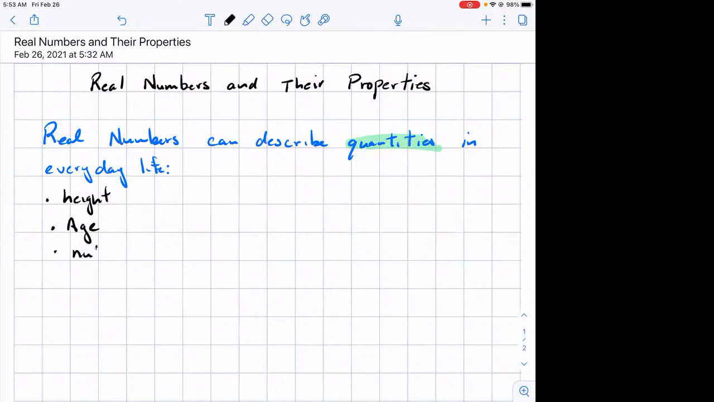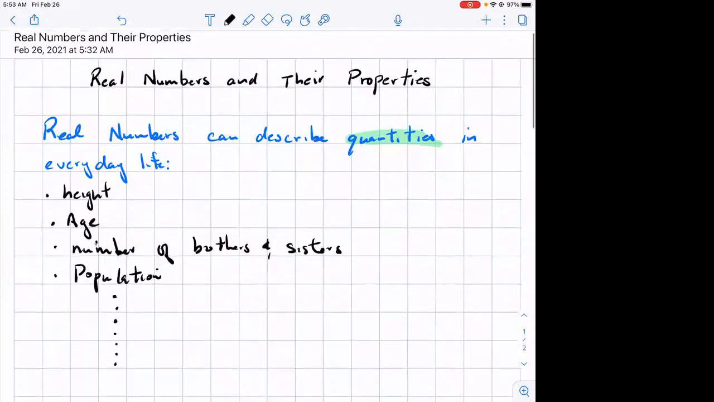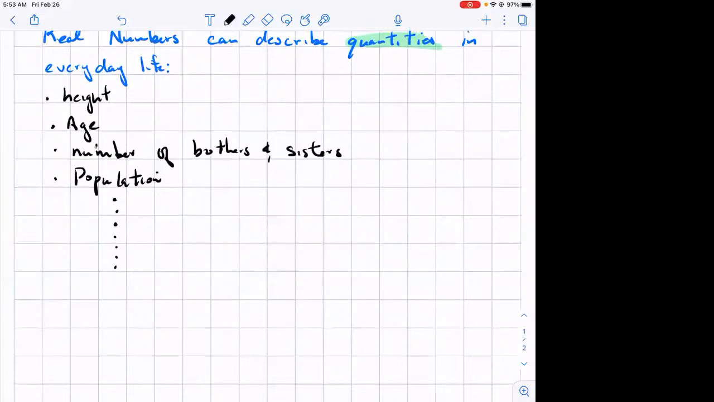number of brothers and sisters. And this list goes on and on. Population. And as I said, the list goes on and on and on. There are so many different things we can measure with real numbers.